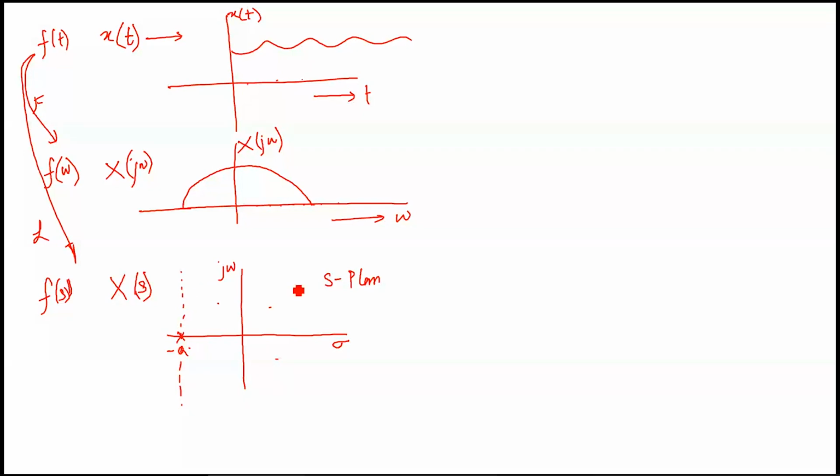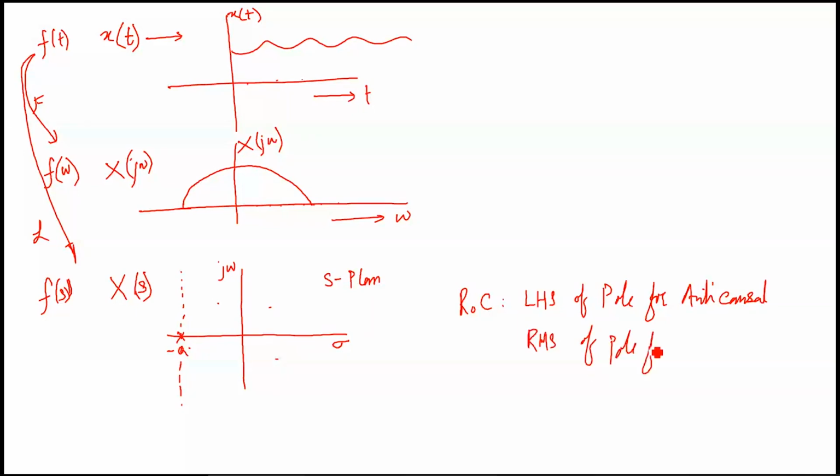Now the region of convergence would be the left hand side of the pole for anti-causal signals or systems, and the right hand side of the pole for causal. This is a simple rule of thumb which helps us in finding out the region of convergence.